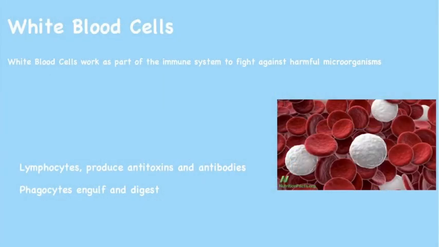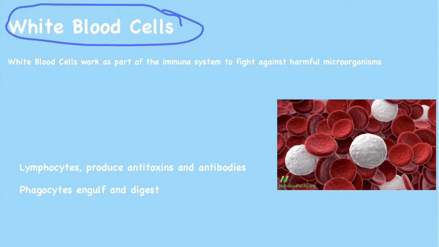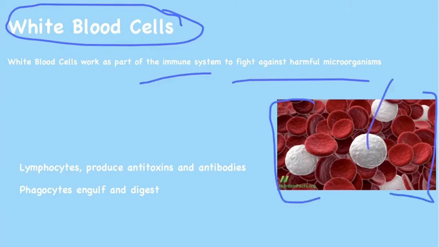So our next component of the blood is the white blood cells, and these play a crucial part in the body as they work as part of the immune system and they fight against harmful microorganisms. So this could be bacteria and viruses in the body. And you'll notice from this picture as well that these white blood cells are not only larger than the red blood cells, but there's not as many of them, so they're in lower abundance, okay?